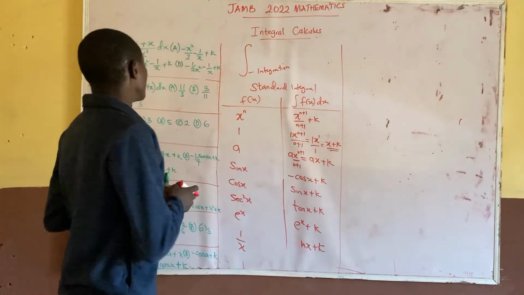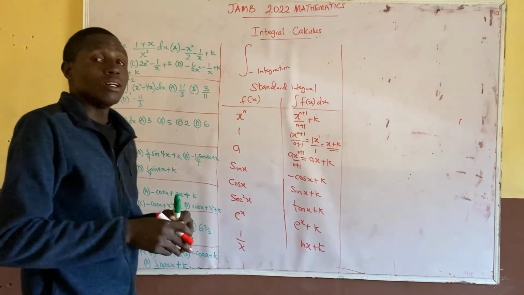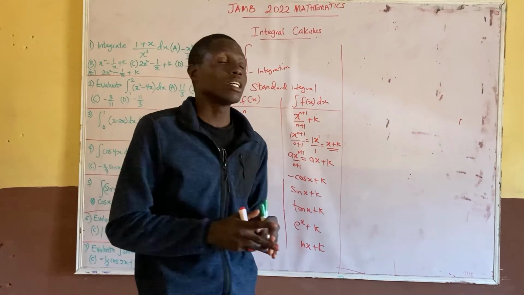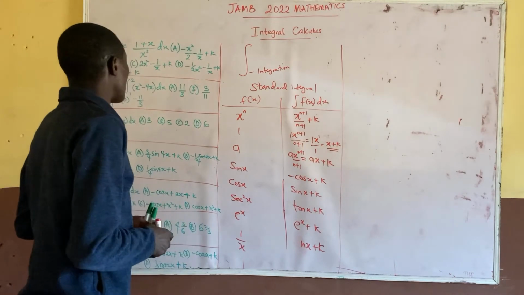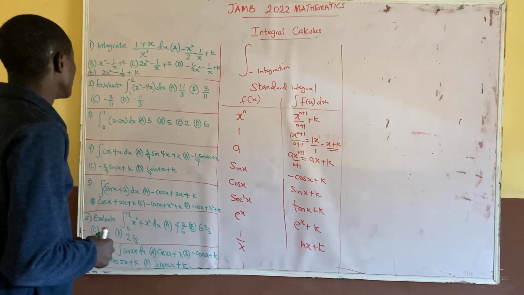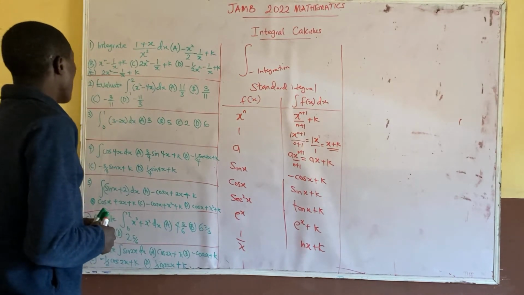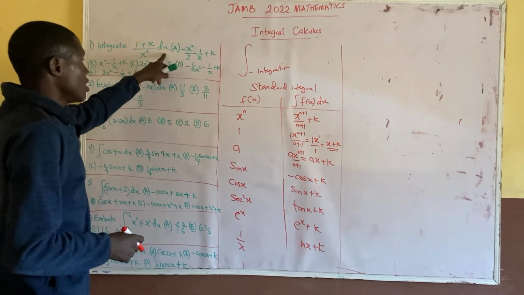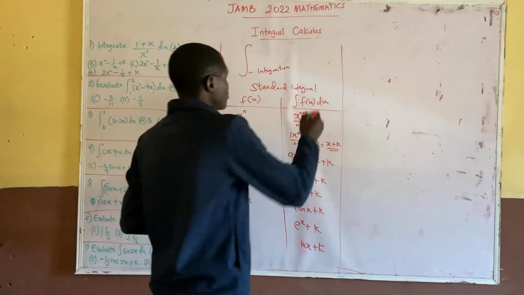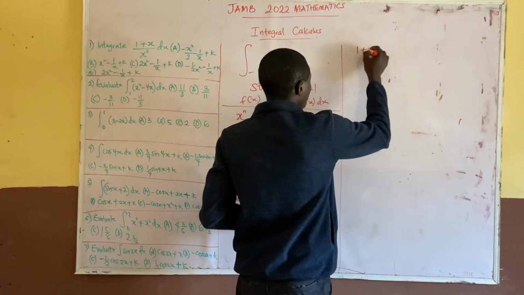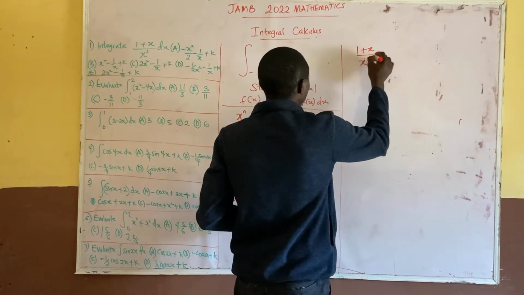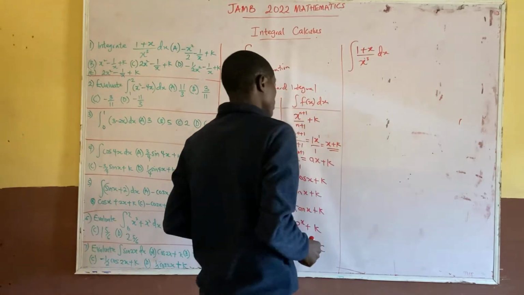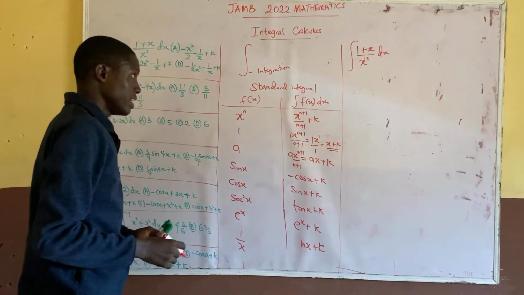To the problems we're having here, which is selected from Jamb questions. These are Jamb questions on integral calculus. Number one question says, integrate 1 plus x all over x cubed dx. We are asked to integrate 1 plus x over x cubed dx.